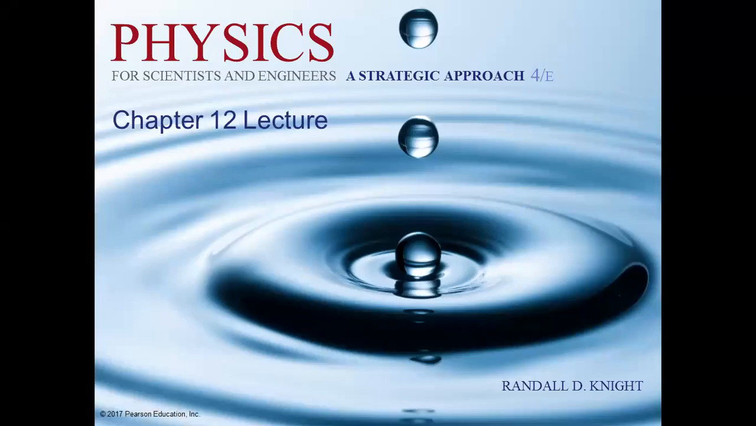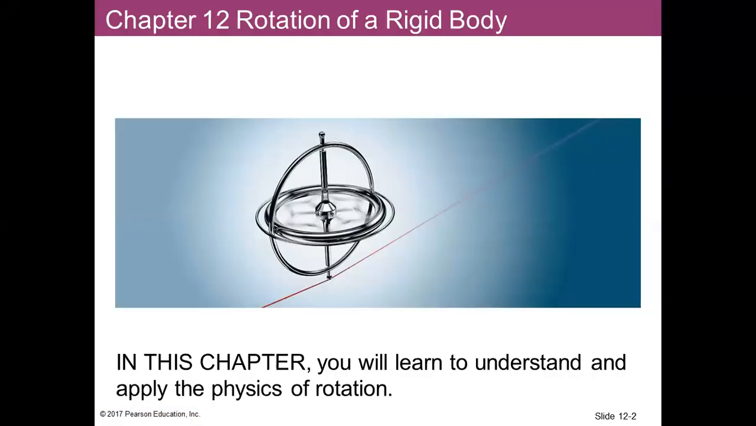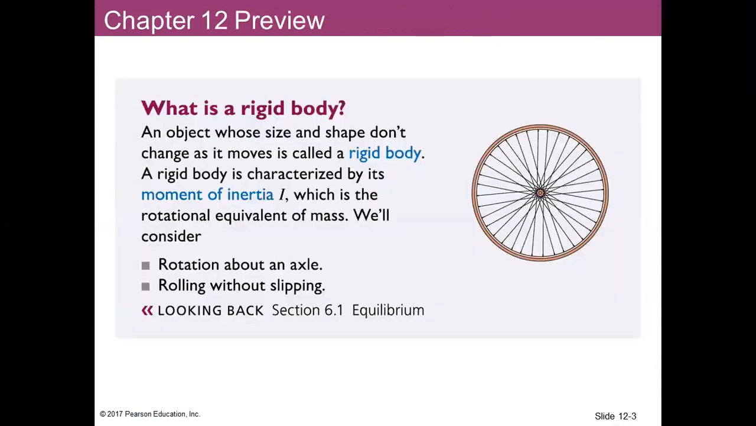Hello everyone, we're still in chapter 12. We're still considering the rotation of a rigid body, and we consider the quantities that are involved in the rotating object. So what is a rigid body? It is of course an object whose size and shape don't change as it moves.